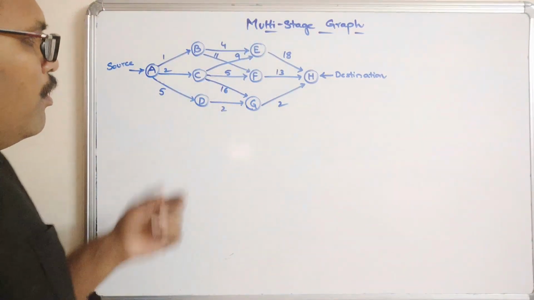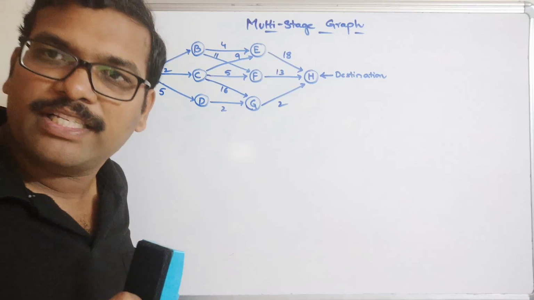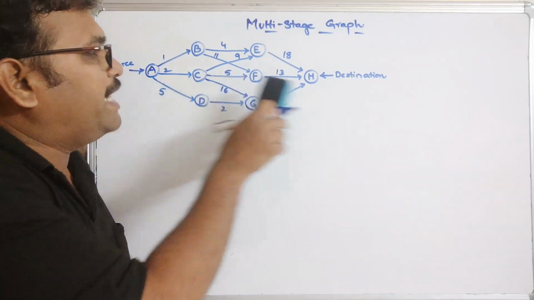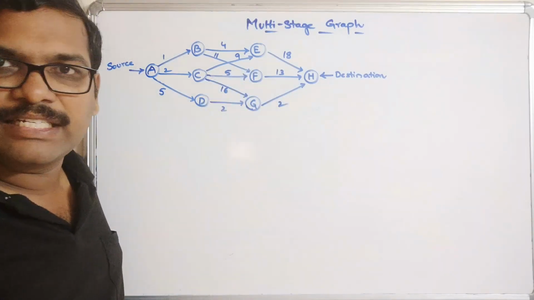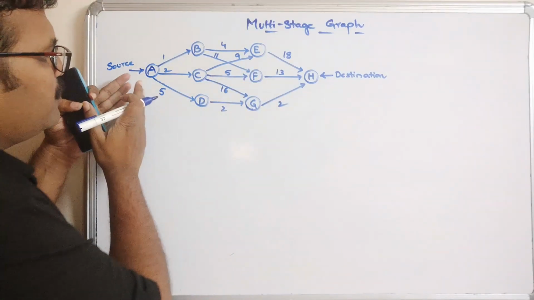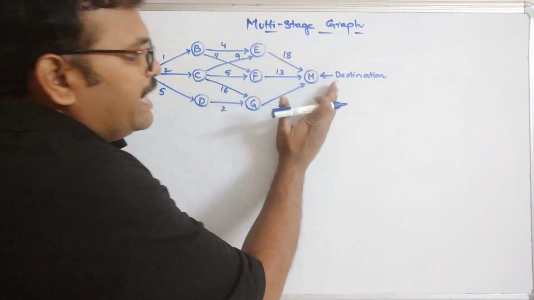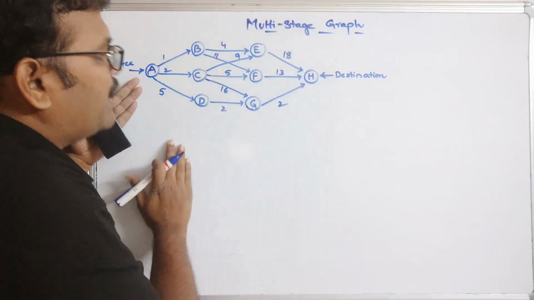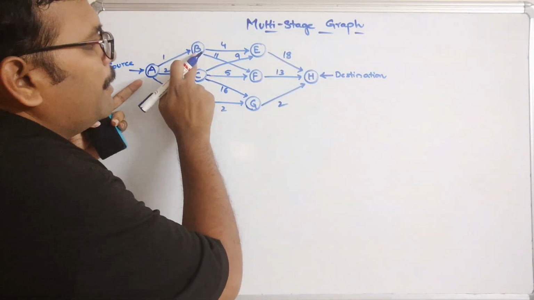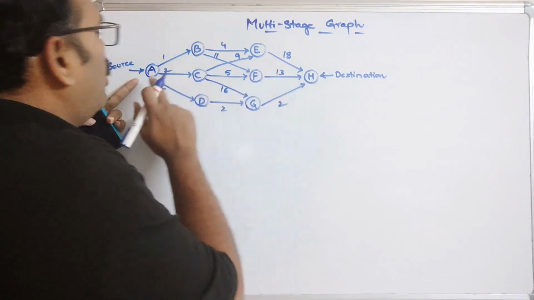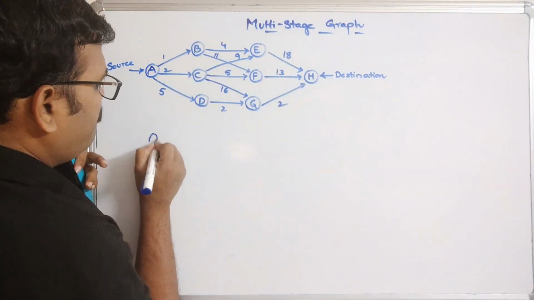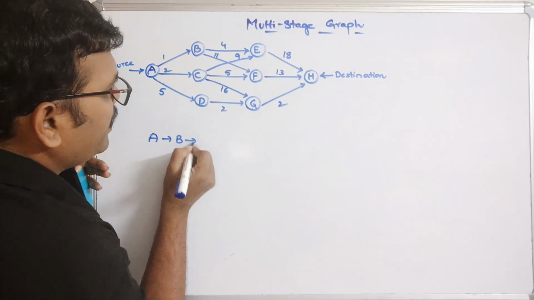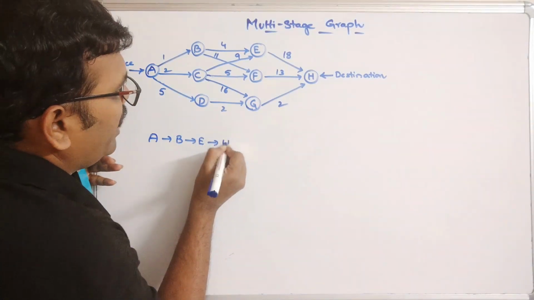Alright. Now we need to find the shortest path from source to destination, right? So based upon the edges, we can start from source and we can reach the destination in different paths. We can go with A to B, B to F, F to H, or A to B, B to E, E to H. See, A to B, B to E, and E to H.